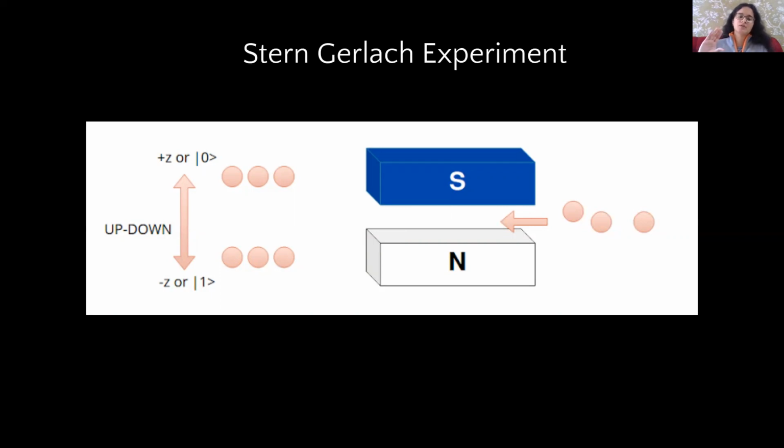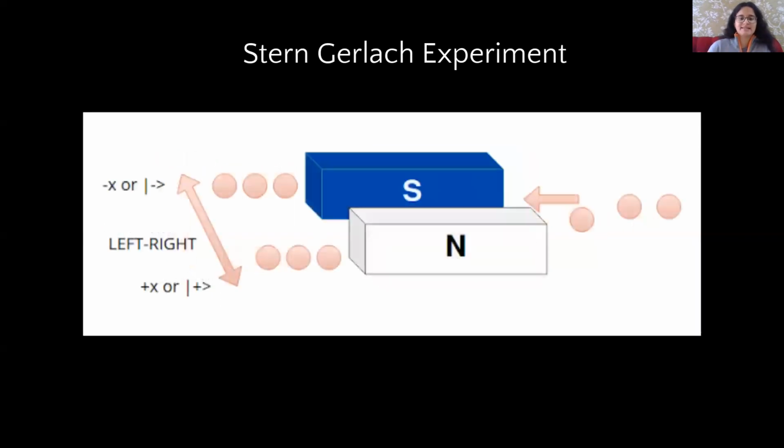Now, we can also change the orientation of a magnetic apparatus. Instead of stacking them vertically, we can stack them horizontally, and we'll get something like this. The deflection will again be similar. It will either get deflected in one direction or the other, being only two options. And because it is horizontal now, it won't be up and down, it won't be vertical, but our options will be left or right. This basis is known as the x basis, and if it's in minus x direction, then it's ket minus, and if it's in plus x direction, it's ket plus.